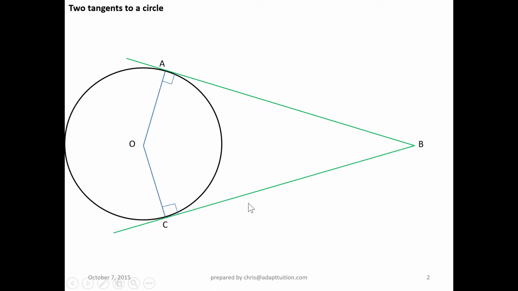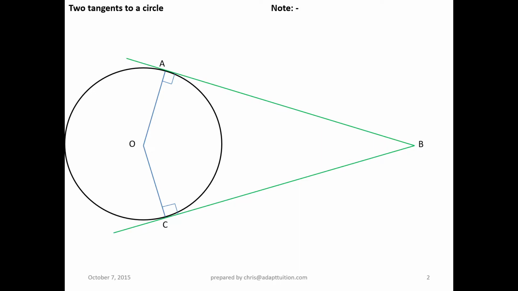And the rule we learned just now was what? What is the angle between a tangent and a radius at the point of tangency? The angle formed is 90 degrees. So this angle up here at A is 90 degrees, so that's OAB. And this angle down here, which is OCB, is also 90 degrees. So far so good?